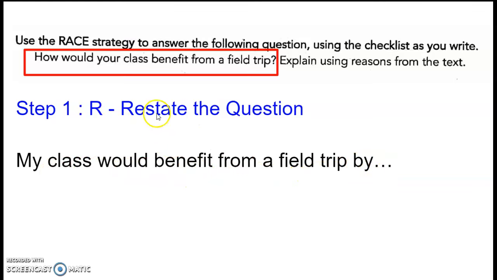We already got the R done. That's probably going to be the quickest one for us to do because we don't have to make up too many words. We're just going to use this question and flip a couple words out. Get rid of the how and kind of answer it, right? So instead of how would your class benefit, I'm going to say my class would benefit from a field trip by, so I'm just adding by at the end.